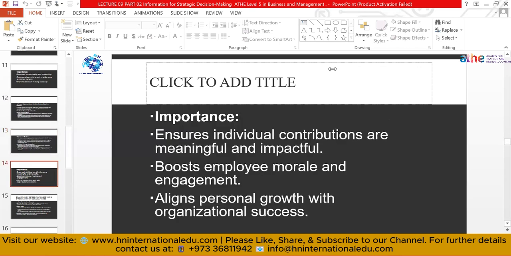Importance and significance ensure individual contributions are meaningful and impactful, because an organization is not run only by the goals and objectives, the mission statement, and the budgeting. It is the effort by the employees too. It boosts employee morale and engagement; they feel important because significance is given to them. And then we're judging them, doing the corrections through the KPI indicators, which aligns personal growth with the success of the organization too.